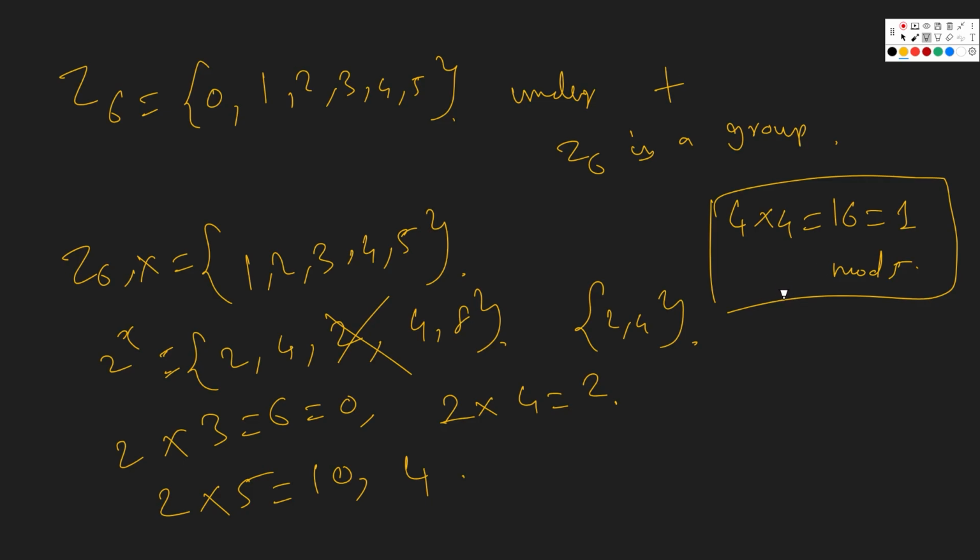So Z5 is a field, but Z6 is not a field. The reason is simply 6 is not a prime number. I'm not going to give the mathematical proof. I'm not going to cover that mathematical proof in this course, but I hope this helps you gain more understanding.